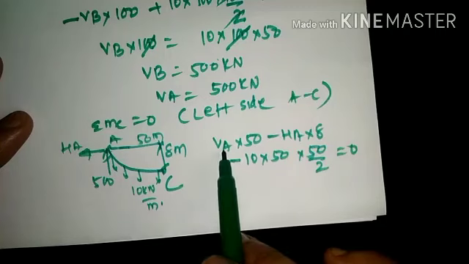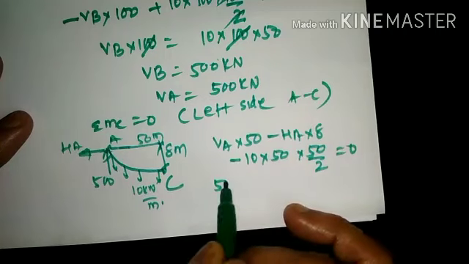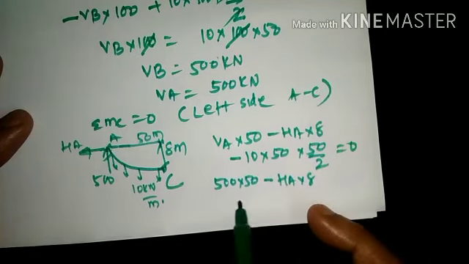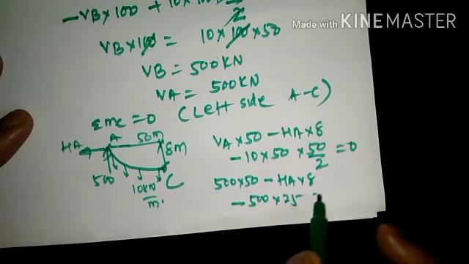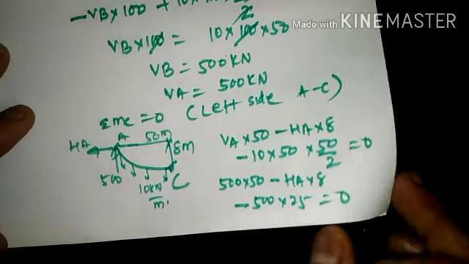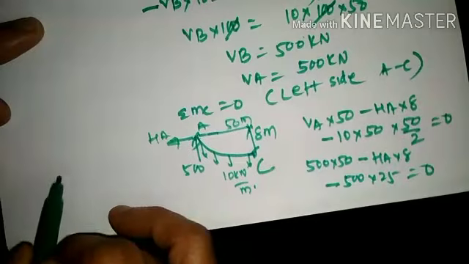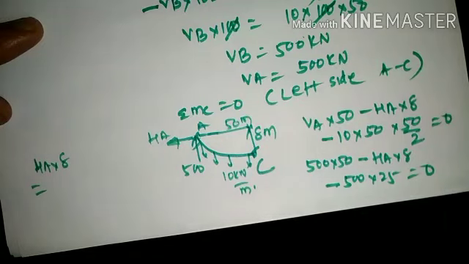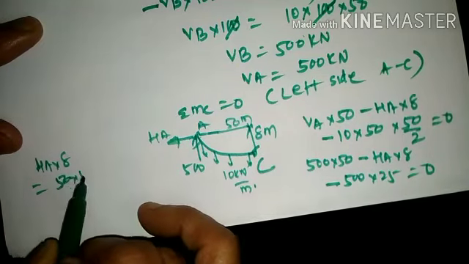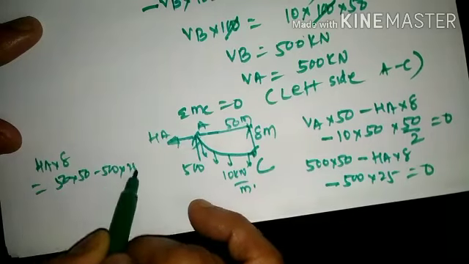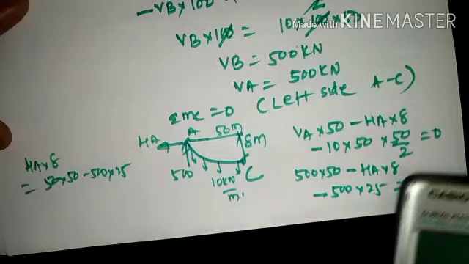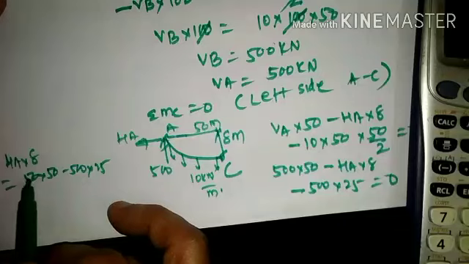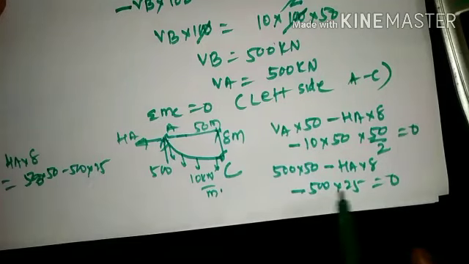So here VA value is known to us, which is nothing but 500 into 50 minus HA into 8 minus 500 into 25, that is equal to 0. If you reframe this equation and take this on the right hand side, HA into 8 positive will be 500 into 50 minus 500 into 25. So this particular value we need to find out now, which is 500 into 50 minus 500 into 25.